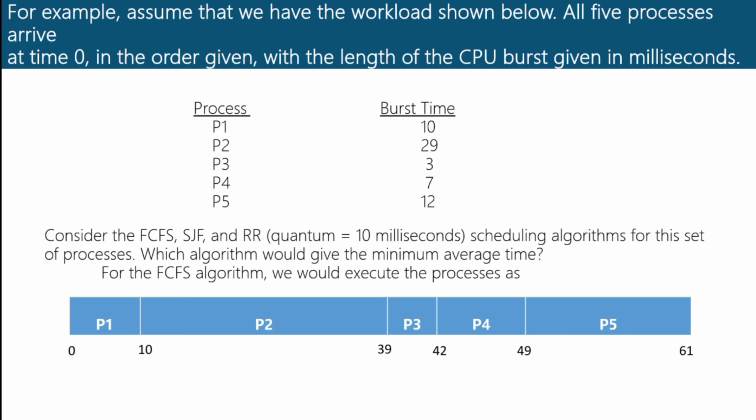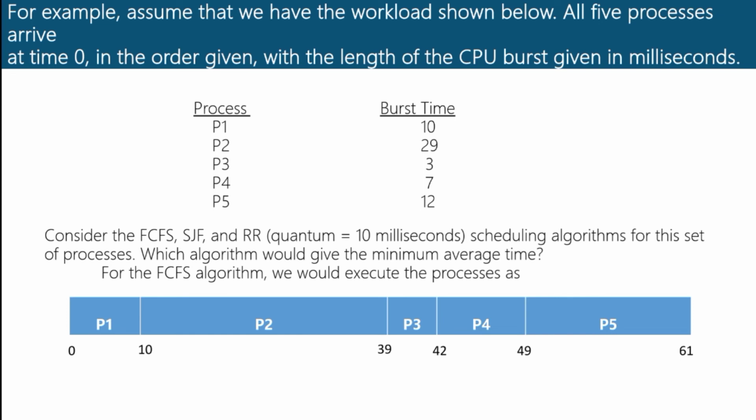So P1 has a burst time of 10, P2 is 29 milliseconds, P3 has 3, P4 has 7, and P5 has 12. So if we consider the FCFS, the SJF, and the RR scheduling algorithms for this set of processes, which algorithm would give the minimum average waiting time?